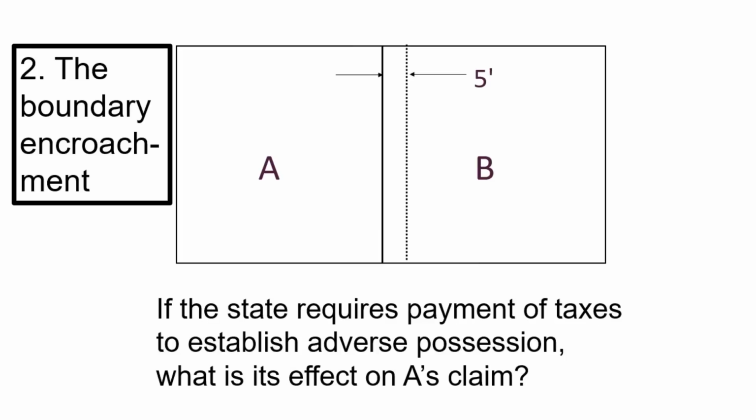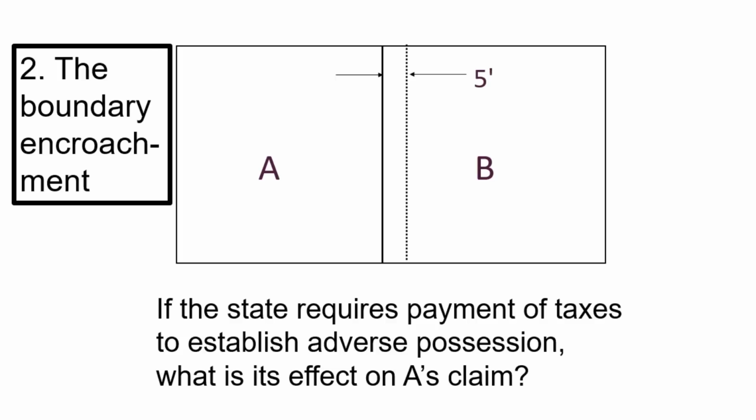There's an interesting little variation on this theme. If you're in a state that requires an adverse possessor to pay the taxes on the property in order to establish their adverse possession, there are a handful of states that require payment of taxes. Most states don't. But if we're in a state that does, you might ask the question, if A goes over on that 5-foot strip of land and adversely possesses it, can A claim to have paid the taxes on it? And the answer to that is almost certainly no.